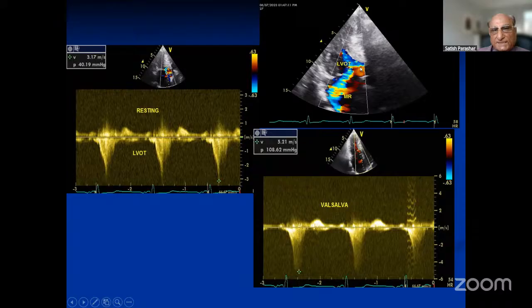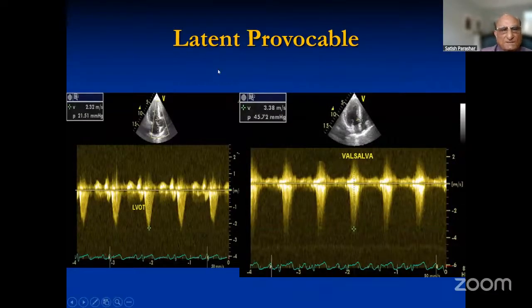Now this is a posteriorly directed MR jet, so this cannot be confused with the LVOT jet here, unless it was anteriorly directed. So you see this is how the two provocative methods helped us in getting a significant gradient. Then this is latent provocable. The LVOT gradient was about 21 or 20, and after Valsalva it came to about 45. So this was below 30 in the resting state, and when provoked, it went to more than 30. This is known as the latent provocable.